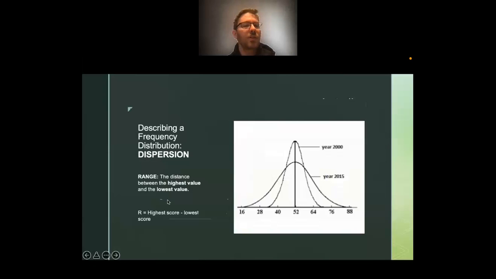The range is simply the highest value minus the lowest value, and that gives you the spread, since all the possible values are contained within this range. So here for year 2015, it looks like the highest value is around 90 and the lowest is around 16. That would mean its range is around 74, whereas for year 2000, it's going to be around 40. So with that measurement, we can see that year 2015 has a wider range than year 2000. But range can be deceptive.